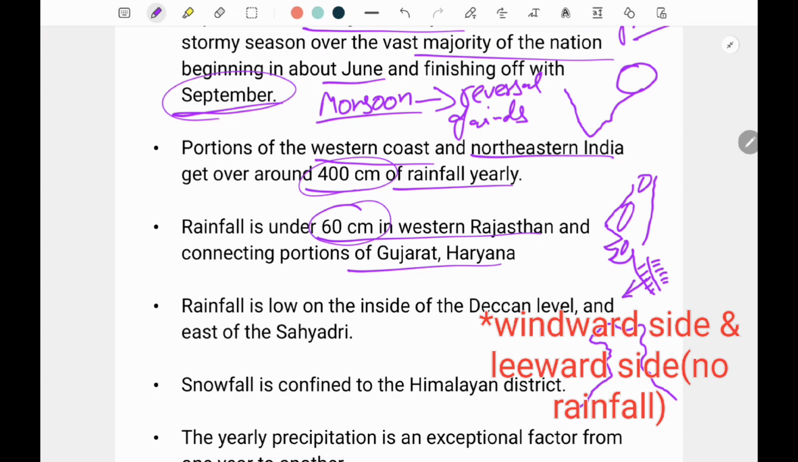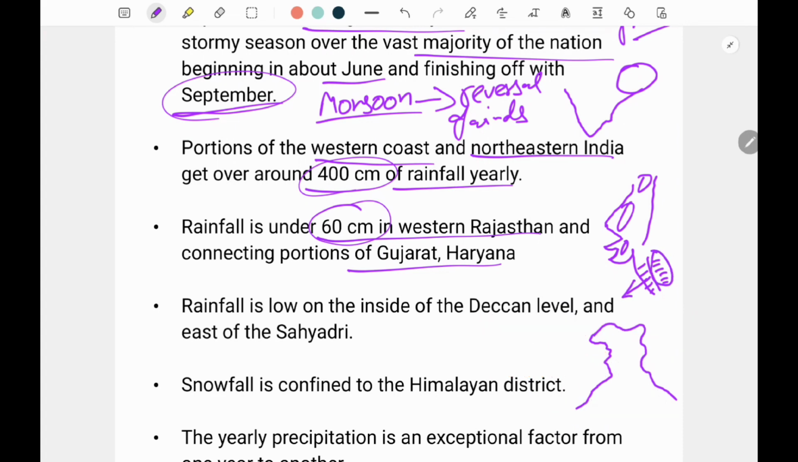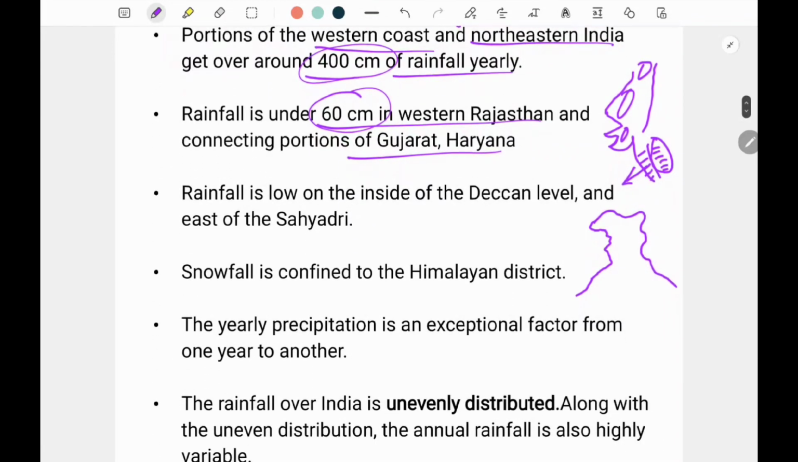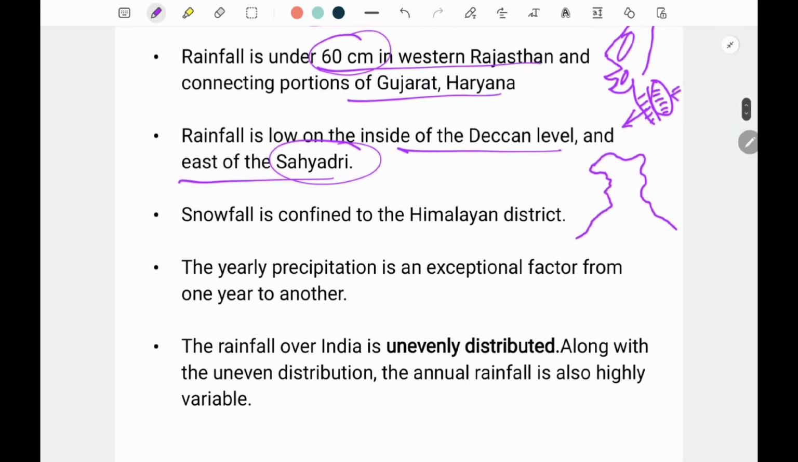So this portion receives more rainfall, but this portion will not receive much rainfall in the Western Ghats. So rainfall is low on the inside of the Deccan level. So this is the inside level, and east of Sahyadri. The Western Ghats in Maharashtra are called Sahyadri. Okay, so east of Sahyadri also will not receive much rainfall.